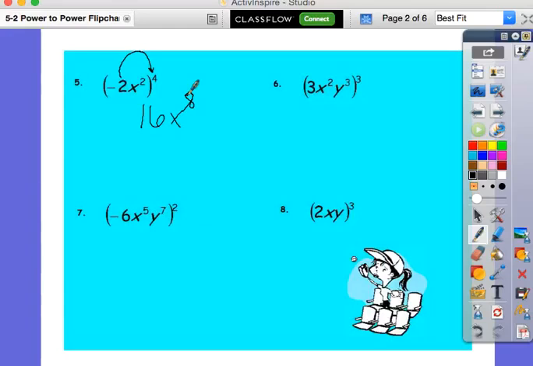So number 6, did you do 3 to the third power first? Okay, and what did you get? 27. And then x squared cubed is x to the 6th power. Good, you have to multiply the exponents, and then y cubed cubed, y to the 9th. Are there any questions so far? We're okay?